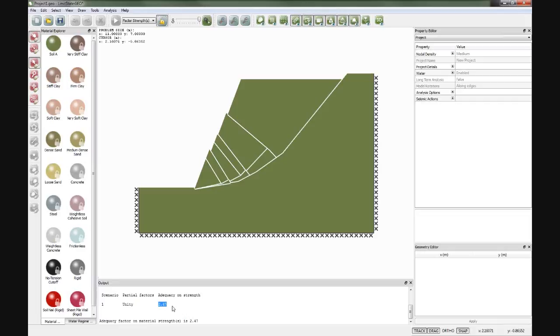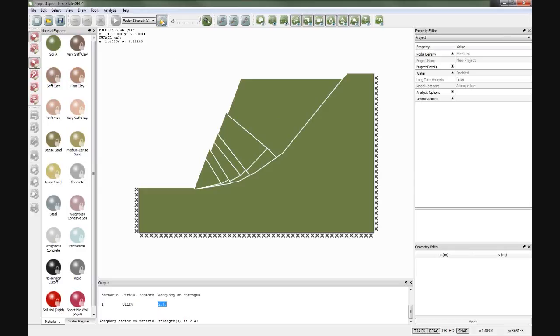So that basically means that we need to reduce the strength of the soil by a factor of 2.47 in order to get collapse. You see we get the animation which shows us the type of failure, and we'll look at some comparisons with Taylor's analysis later between that and DLO.